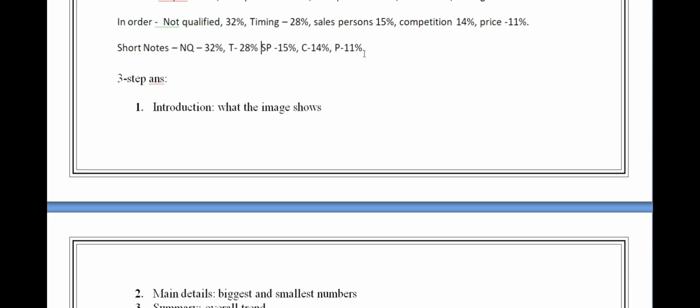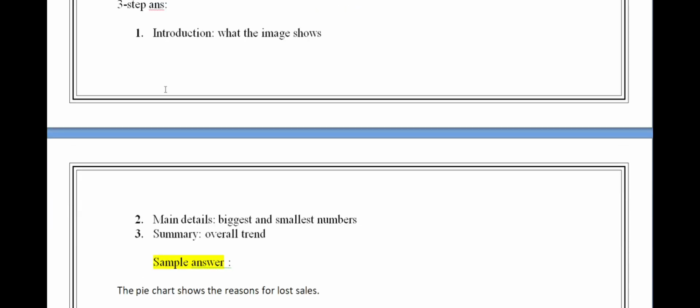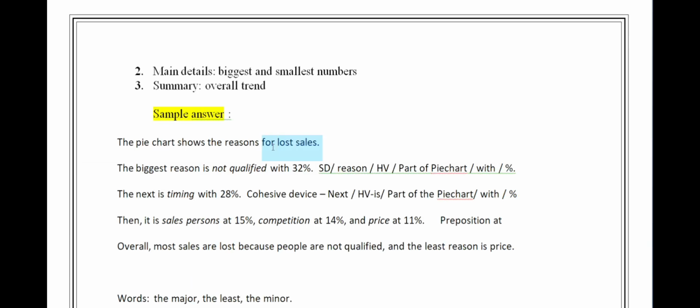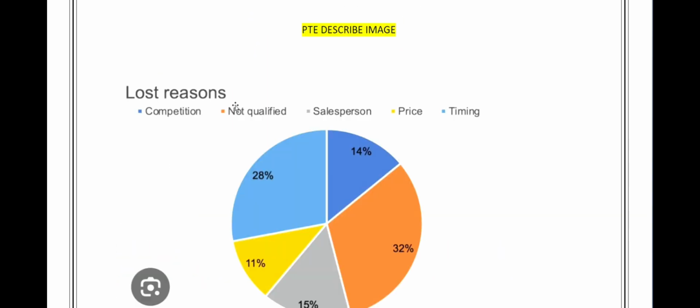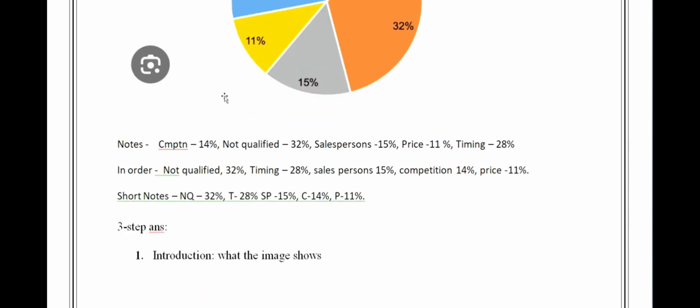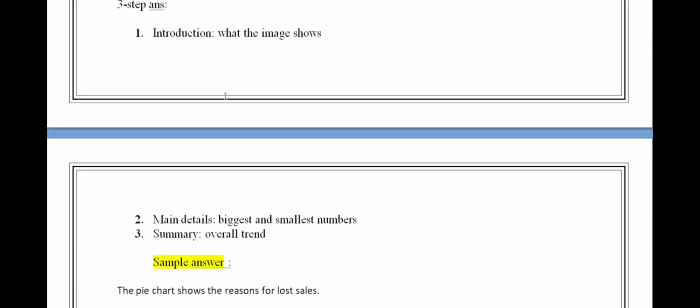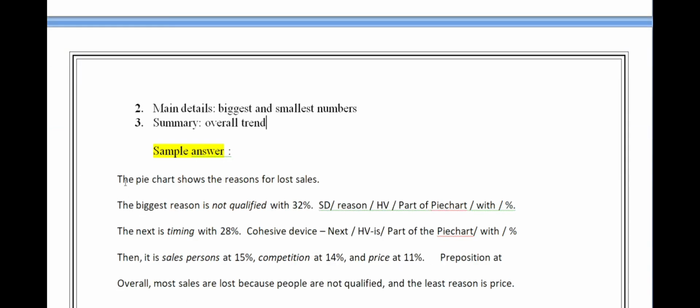Okay. Now we go into the third step of the process, which is to introduce what the image shows. So what is the image showing? It speaks about the lost sales. Give a little attention to the question, and it is the lost reasons. What are these lost reasons? The reasons for the sales becoming less. So here is the clear sentence. The pie chart shows the reasons for lost sales. Okay, the first sentence is clearly done.